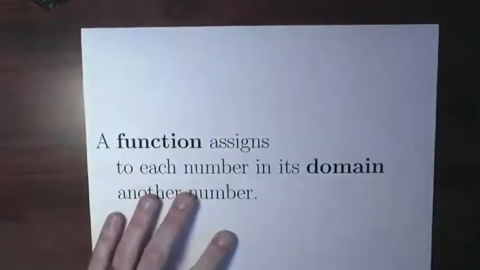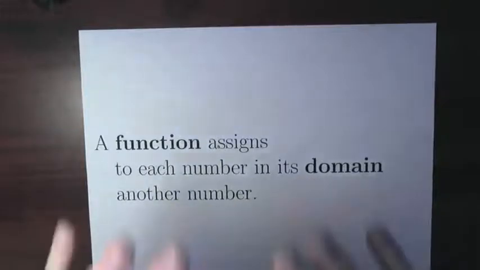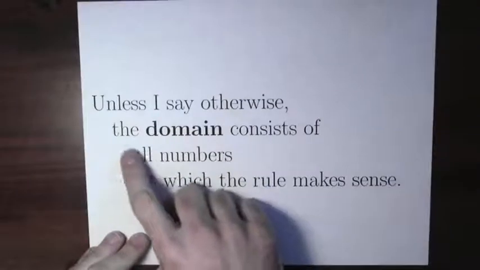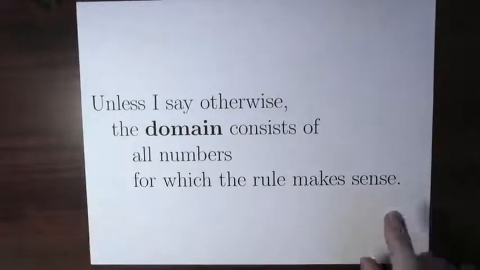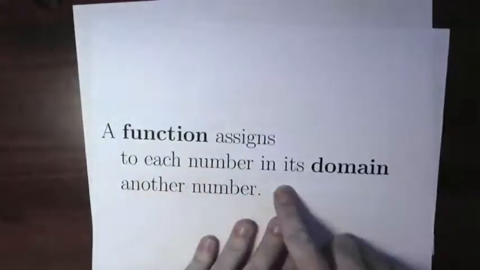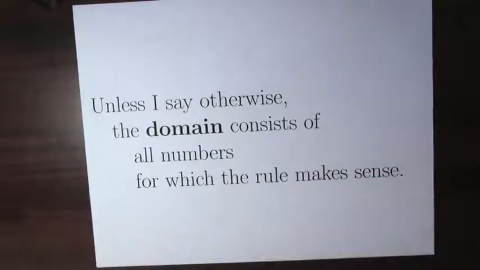Right? So a function assigns to each number in its domain another number. One way to do that is with a rule. Of course, this definition of function involves another word, domain. What is a domain? Unless I say otherwise, the domain consists of all numbers for which the rule makes sense. Right? A function assigns to each number in its domain another number. And the domain is just the numbers that I can plug in.